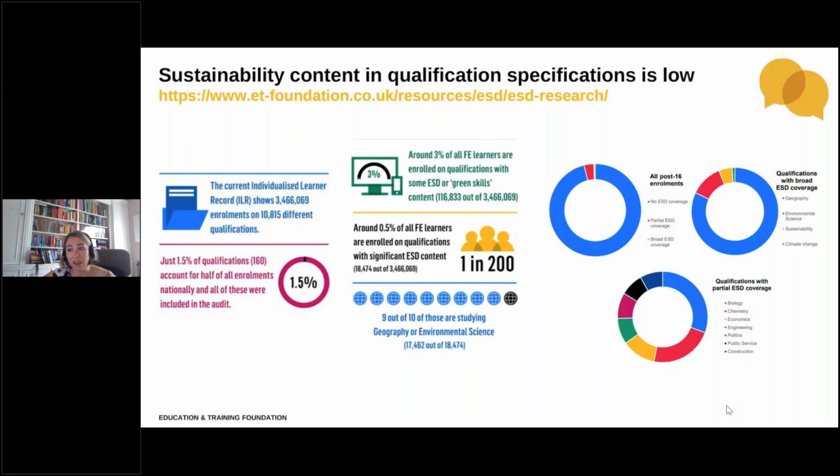We found that only 3% of learners were enrolled on a qualification with some ESD content within the qualification specification. And only 1 in 200 learners, so right down to 0.5%, were studying a qualification that had any significant ESD content within them. And of those, 9 out of 10 of them were studying either geography or environmental science A levels, which is where at the moment a lot of sustainability content is housed.